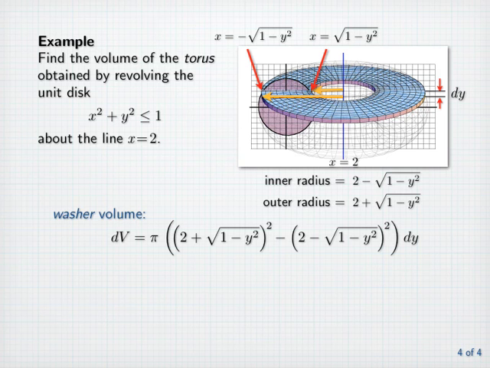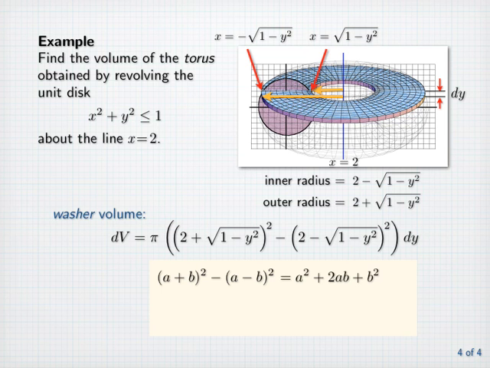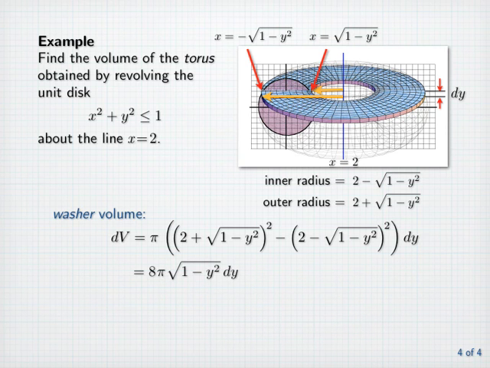Now we need to simplify this, so let's notice that inside the main parentheses we have an expression of the form a plus b squared minus a minus b squared, which equals a squared plus 2ab plus b squared minus the quantity a squared minus 2ab plus b squared. So notice we have a squared minus a squared and b squared minus b squared and 2ab minus minus 2ab, which is plus 4ab. In our situation, a is 2 and b is the square root of 1 minus y squared, so this 4ab is actually 8 times the square root of 1 minus y squared. So our dV equals that times pi times dy: 8 pi times the square root of 1 minus y squared dy.